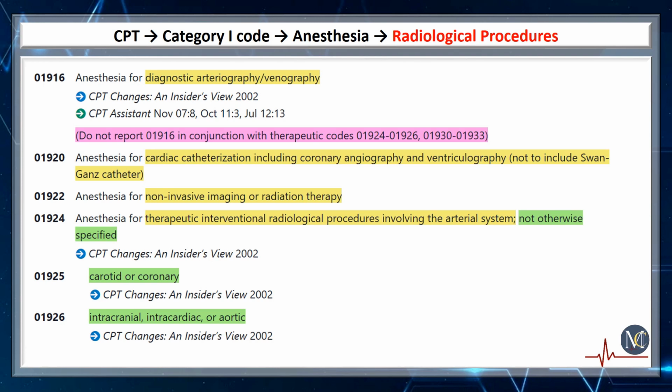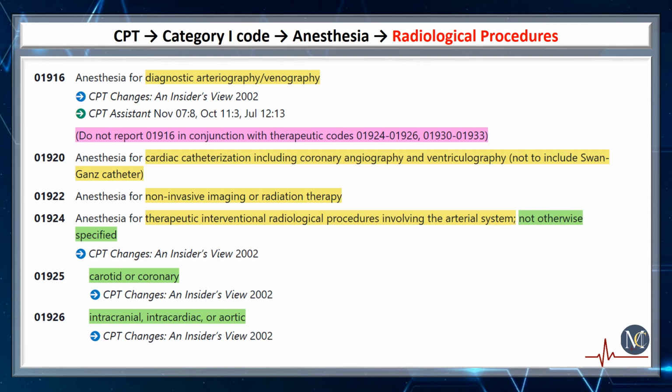Next code is 01920. Anesthesia for cardiac catheterization including coronary angiography and ventriculography, not to include Swan-Ganz catheter. Cardiac catheterization is a medical procedure used to diagnose and treat heart conditions. Coronary angiography is a procedure performed to visualize the coronary arteries, which are the blood vessels that supply blood to the heart. Cardiac ventriculography is a medical imaging test used to determine a person's heart function in the right or left ventricle.